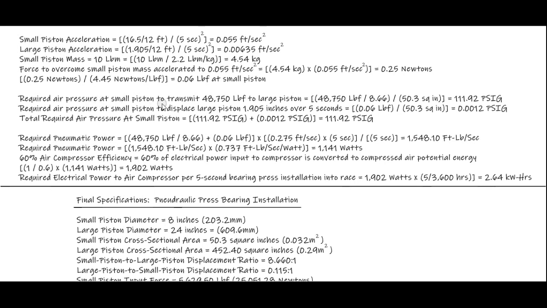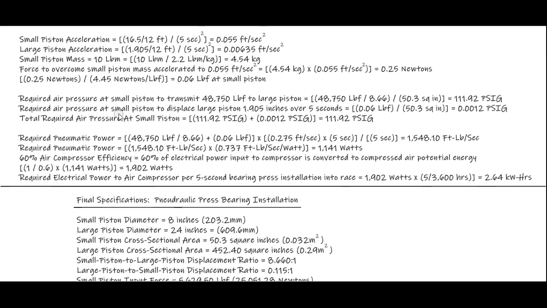Required air pressure at the small piston to transmit 48,750 pounds force to the large piston is equal to the 48,750 pounds force divided by 8.66, and that determines the force at the small piston. Then, remember pressure is force divided by area, so divide by the cross-sectional area of the small piston, which is 50.3 square inches, so 111.92 psi is what we'll need.